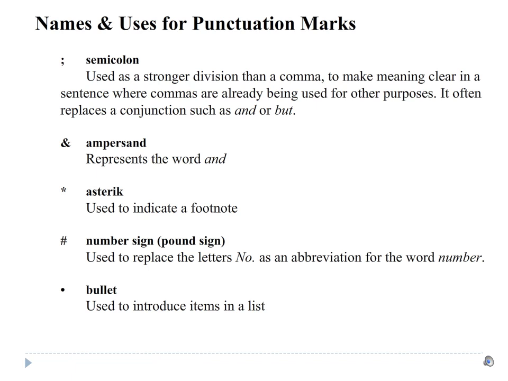Semicolon is used as a stronger division than a comma to make meaning clear in a sentence where commas are already being used for other purposes. It often replaces a conjunction such as and or but. Ampersand represents the word and. An asterisk is used to indicate a footnote. The number sign is used to replace the letters number as an abbreviation for the word number. A bullet is used to introduce items in a list.